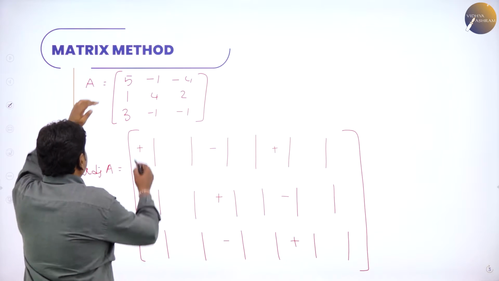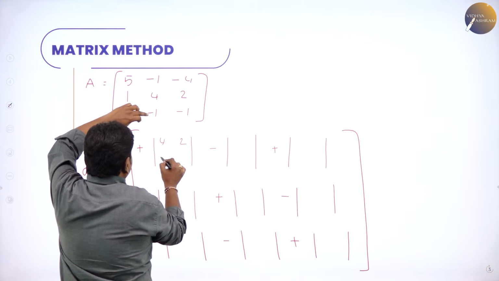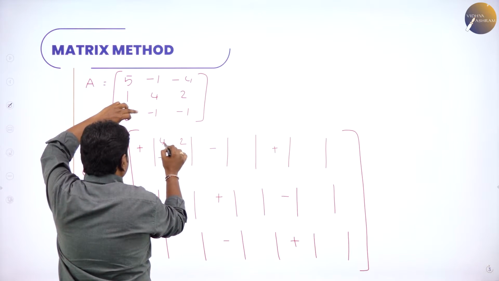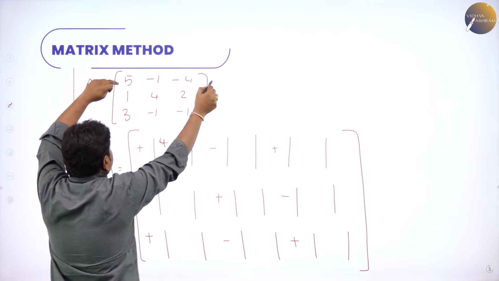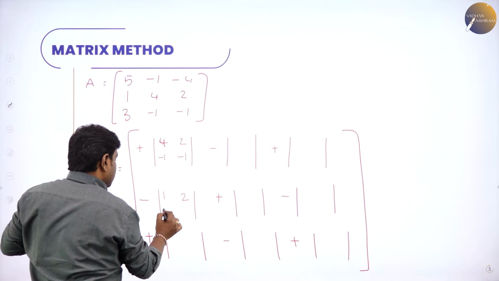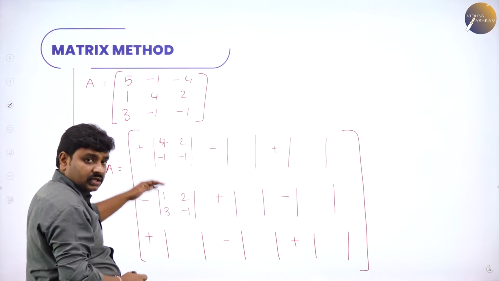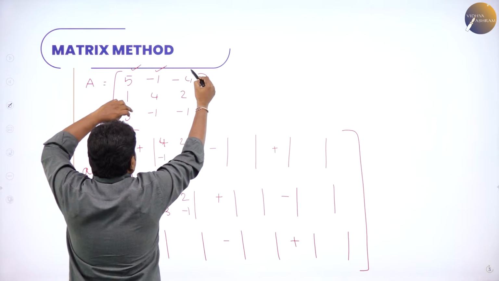So if you do that, A11, first row first element, if you leave these two, you'll get 4 2 minus 1 minus 1. Further, for the first row second element, leave the first row, leave the second column, so you'll get 1 2 3 minus 1, write it in the second column. Now I have done for this, and now I'll go for this.